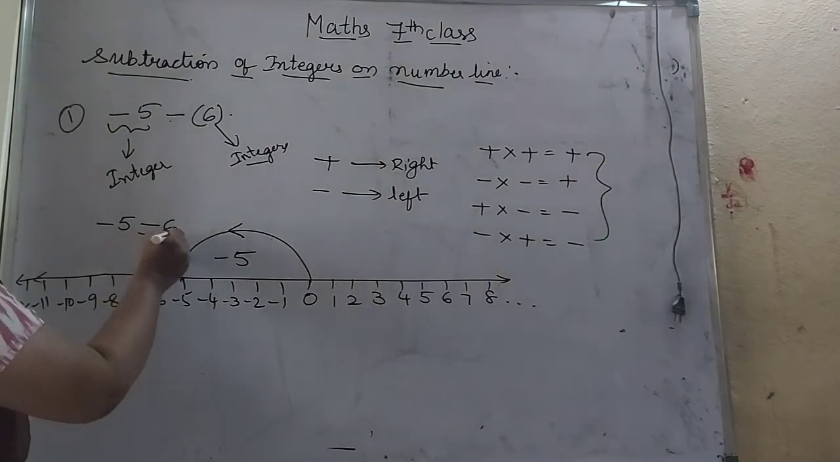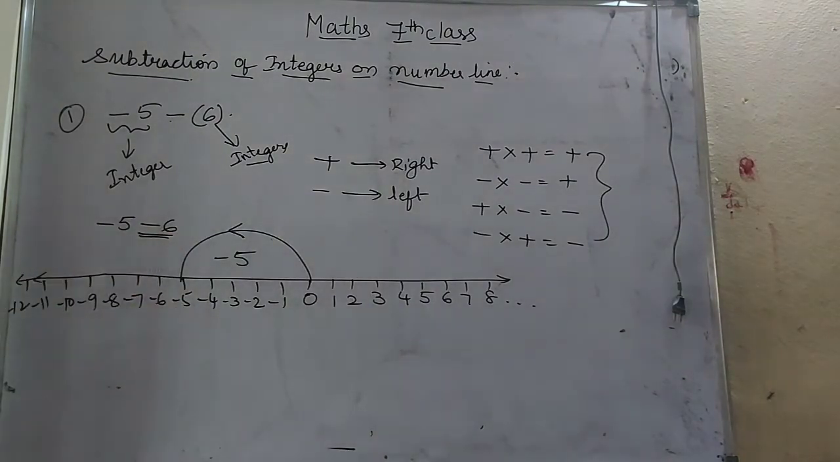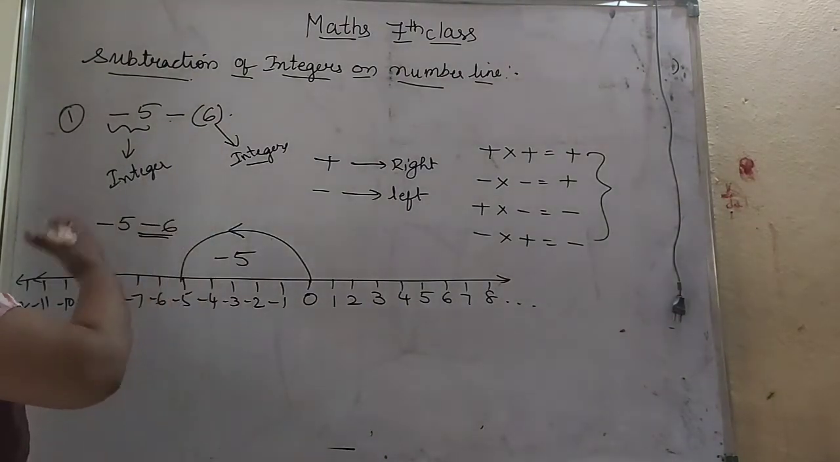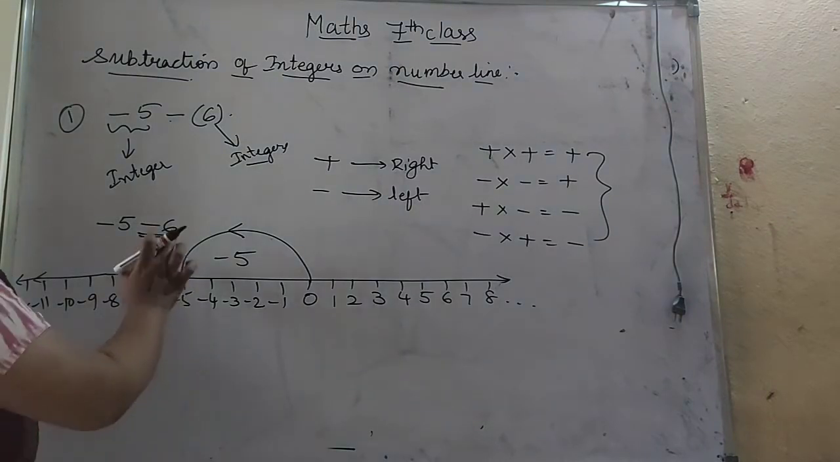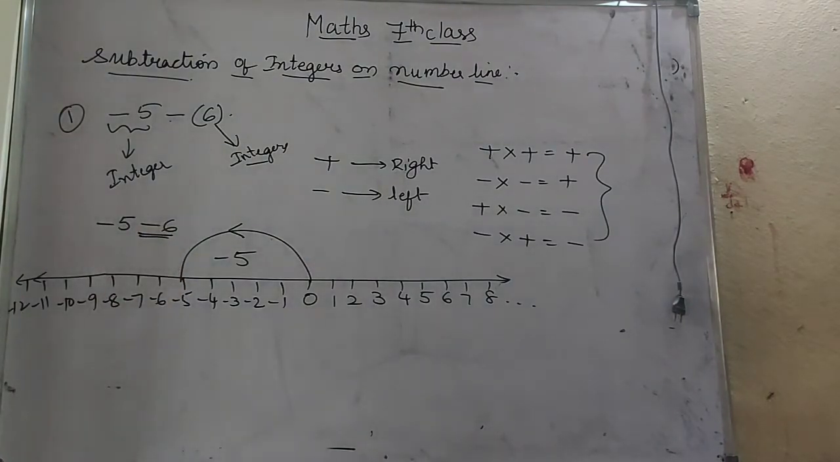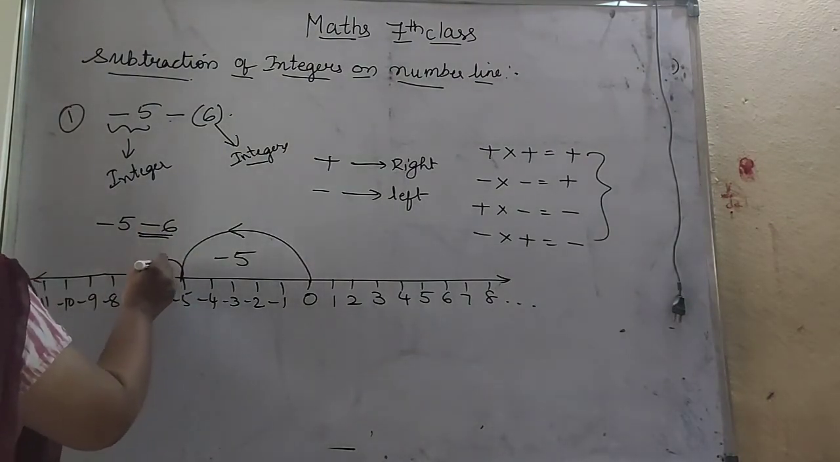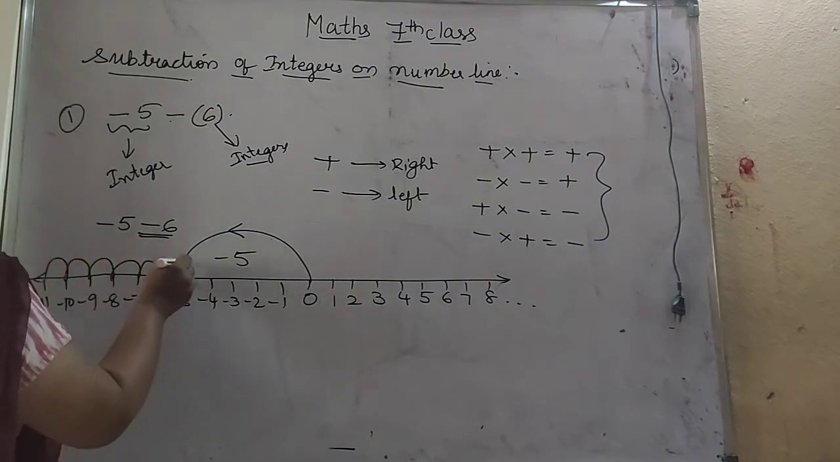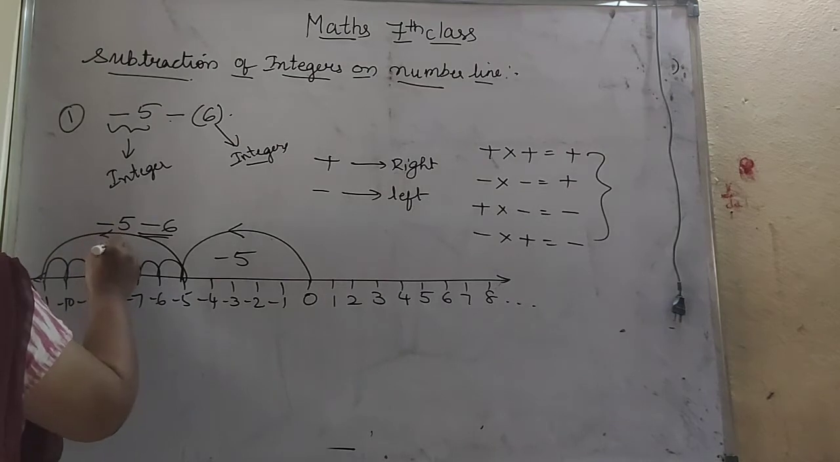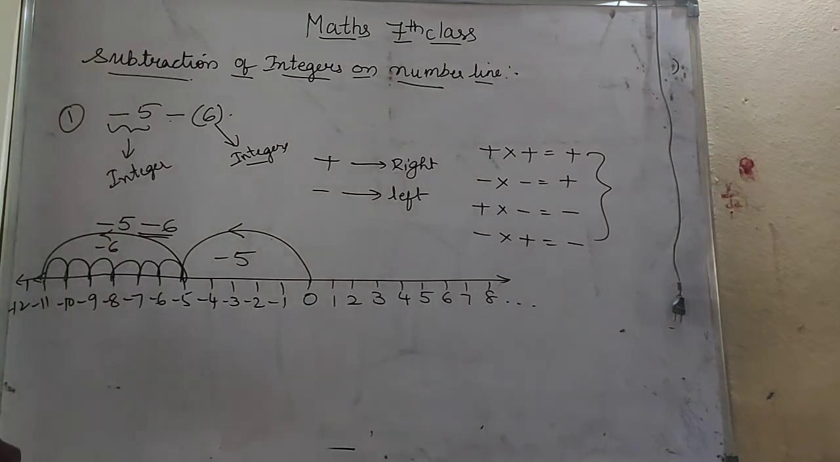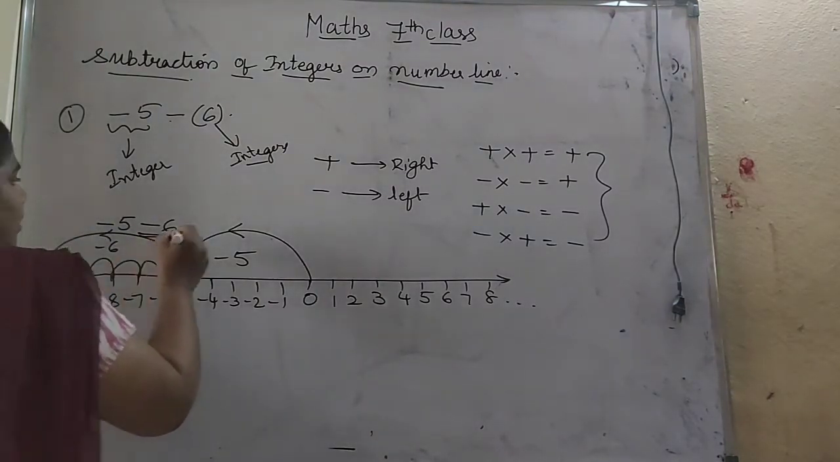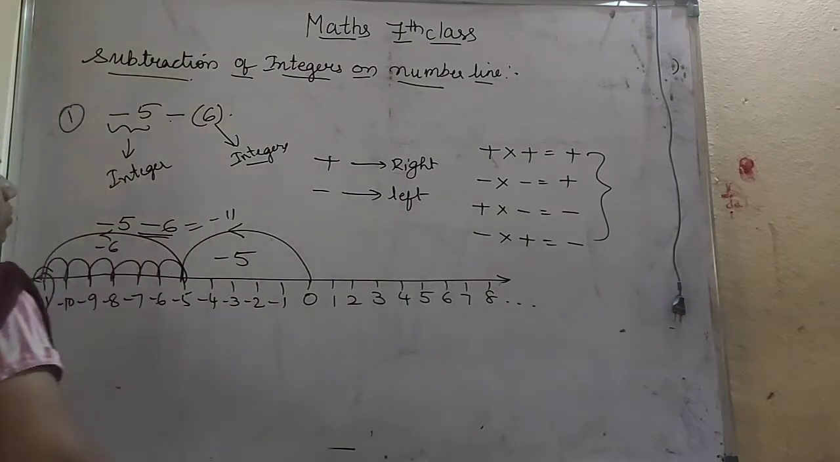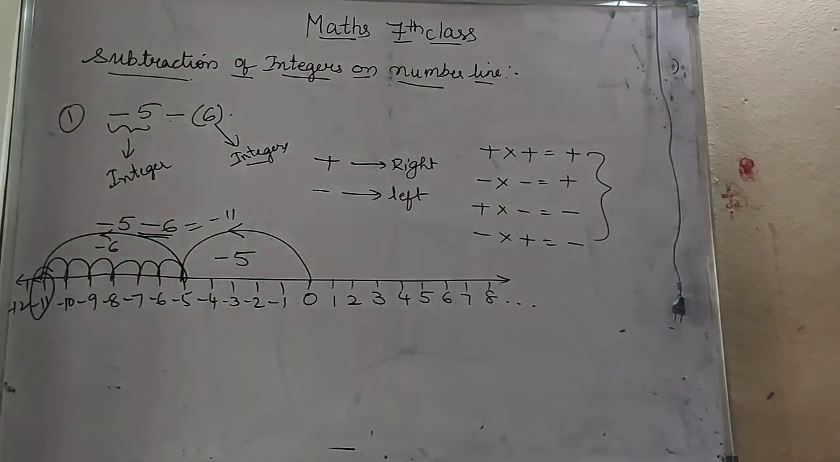Next is minus 6. Minus 6 is again a negative value, so again we have to move to the left side itself. How many times we have to move? 6 times you have to move. So 1, 2, 3, 4, 5, 6. So again I have moved to the left side because it is a negative value. So what is the result here? Result is minus 11. So this is how you will subtract the integers.